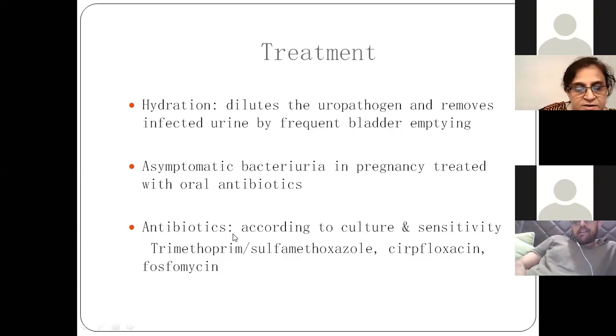The antibiotics actually have to be chosen according to the sensitivity testing. If the cultures are performed, then according to the culture and sensitivity, antibiotics are to be given. But commonly used antibiotics are ciprofloxacin, Septran, that is trimethoprim-sulfamethoxazole, and tobramycin. They have good urinary tract penetration, and these are used for the treatment of UTIs.